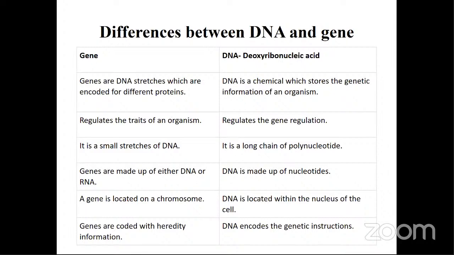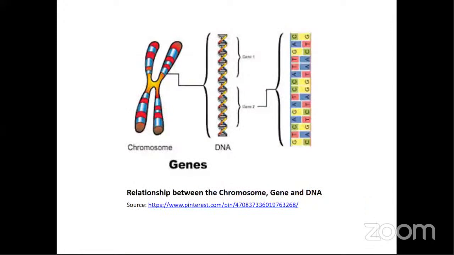The genes are made up of either DNA or RNA. The DNA is made up of nucleotides. A gene is located on a chromosome. DNA is located within the nucleus of the cell. Genes are coded with heredity information. DNA encodes the genetic instructions. So this is how it is.